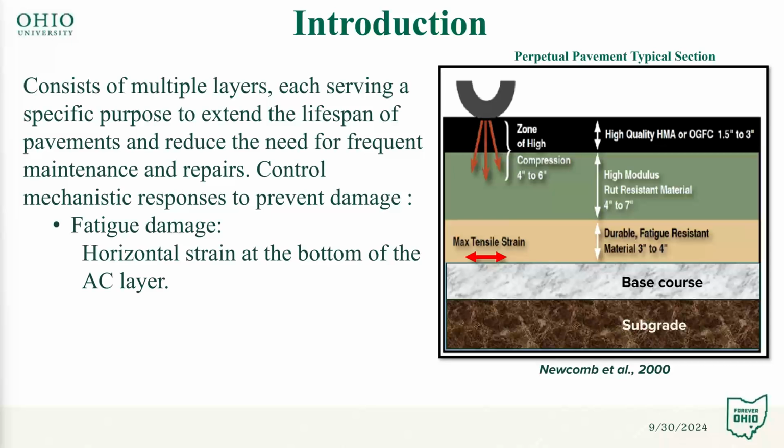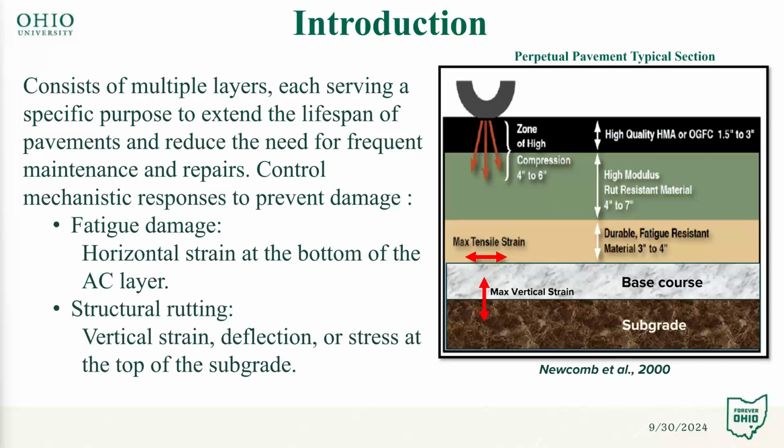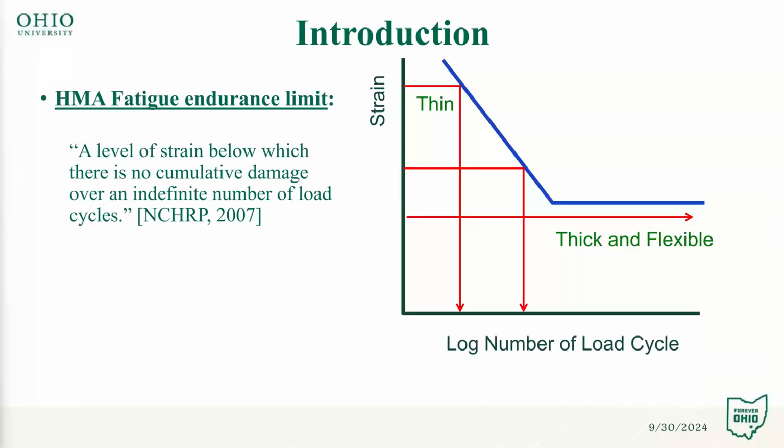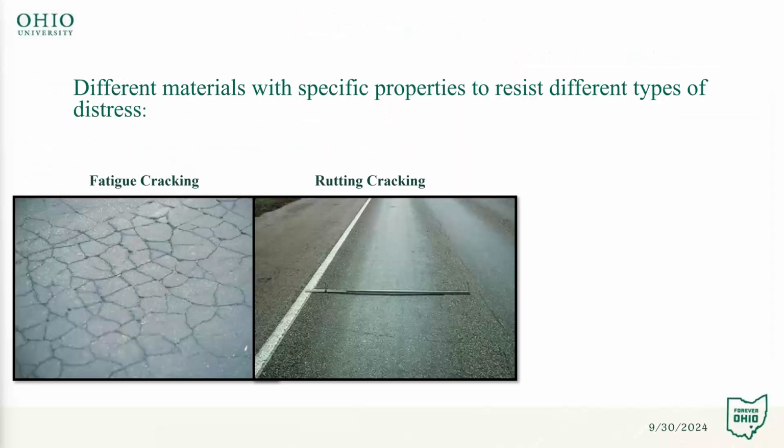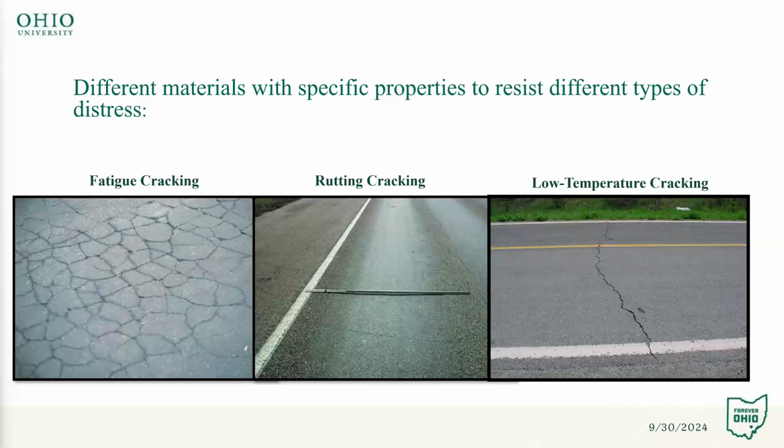And this is all out of the research by Dr. Newcomb. Also this would stop the rutting, so we would have the vertical strain deflection or stress at the top of the subgrade, controlling the structural rutting. So different materials with specific properties to resist different types of distresses. Of course, we have the fatigue cracking, we have rutting and cracking, and then we have low temperature cracking, and those are all illustrated in these visuals here for your reference.